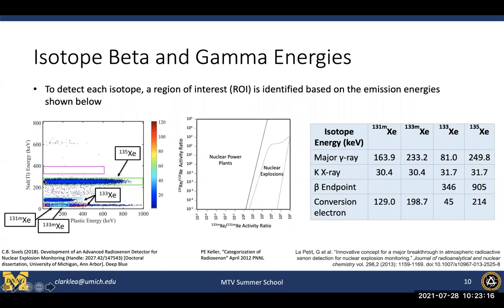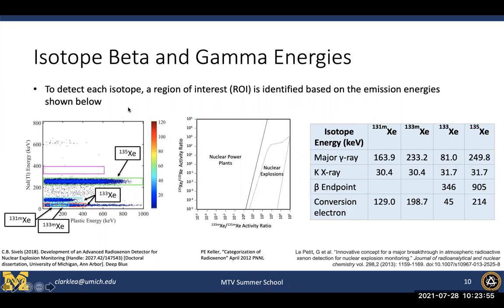And you can see if we plot the energies against each other, we get these different types of regions of interest that show prominence that this type of isotope existed. So if we look over on this side, for example, at this plot, let's take 135 xenon. The major gamma ray for 135 xenon is about 250 keV. So if we look over here, that falls about right here, and then it extends all the way here to about 900 keV, and you'll see that this is our beta endpoint as well.